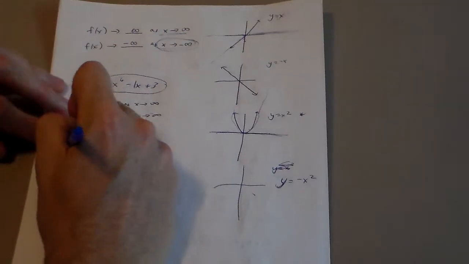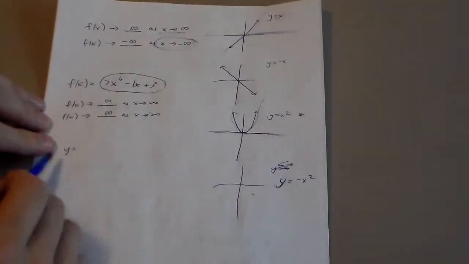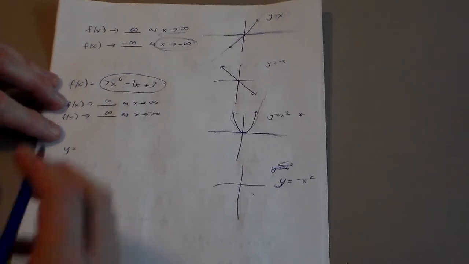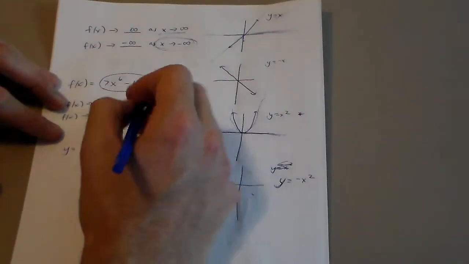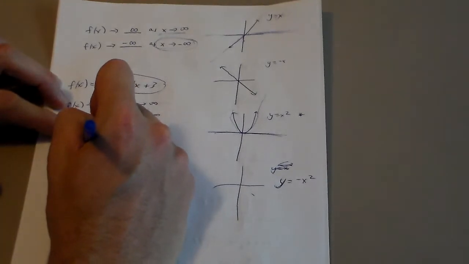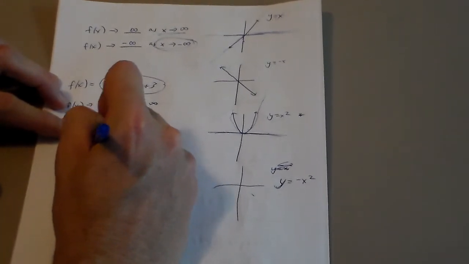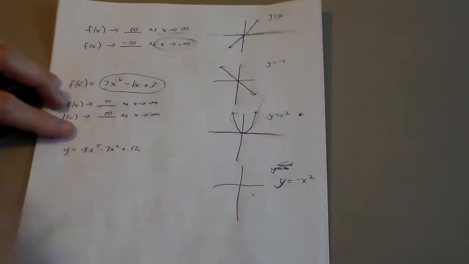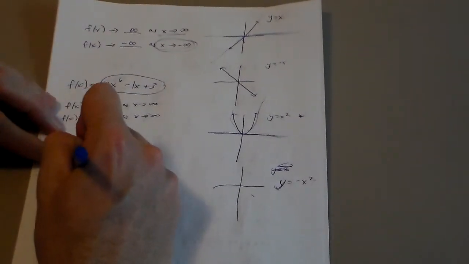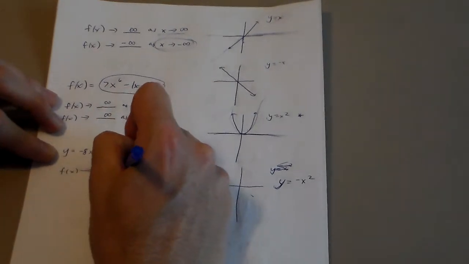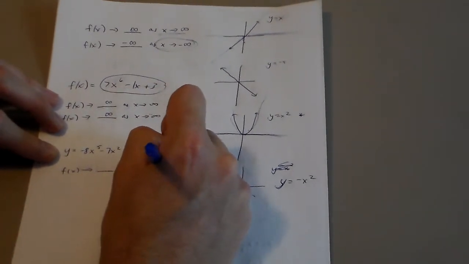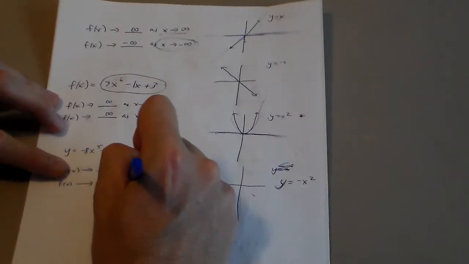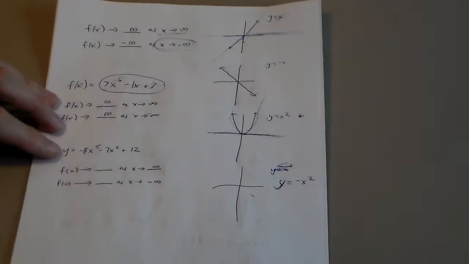Okay. y equals, I'm going to change y and f of x. We'll keep using them interchangeably so you can understand that that's the way that works. So y equals, I don't know, negative 8x to the 5th minus 7x squared plus 12. So I have to write out the form: f of x goes to blank as x gets big, and f of x goes to blank as x gets small.